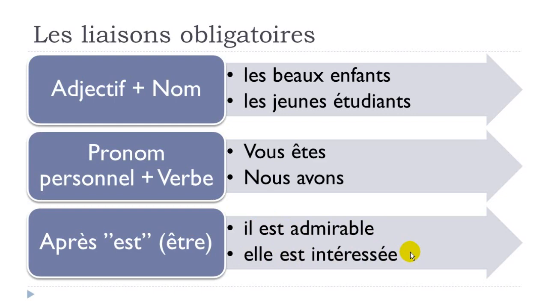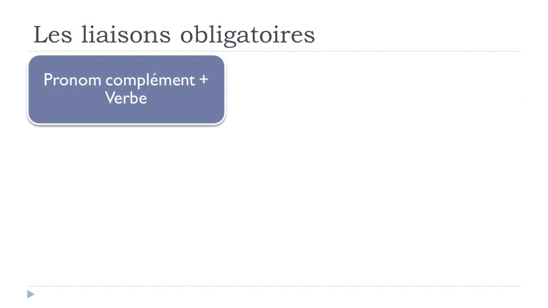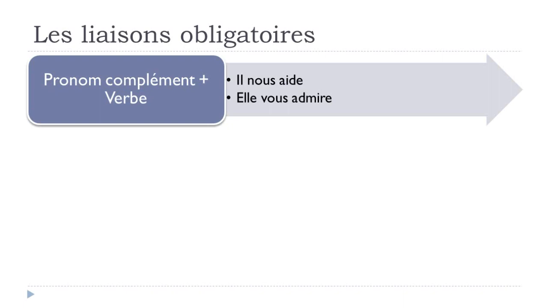And it continues. If you've got this structure in which you've got the pronom complément before the verb, okay, we've been doing a few videos regarding this topic. If you don't know how to make them well, you can check them. There are many videos regarding this topic. And so remember, the pronoun should be before the verb. So when you've got this kind of structure, subject, pronoun, verb, in that case, you should make the liaison between the two. Il nous aide. Elle vous admire. All right, so z here as well. Elle vous admire. Il nous aide.